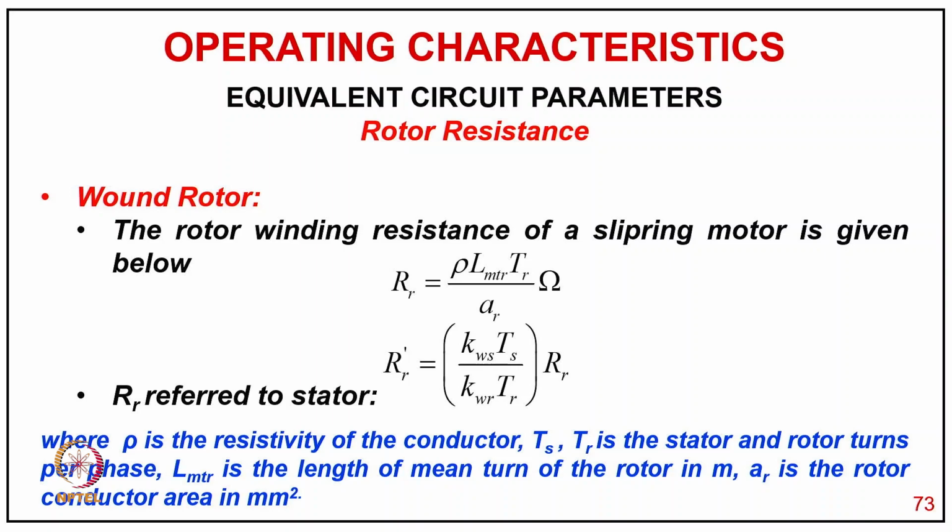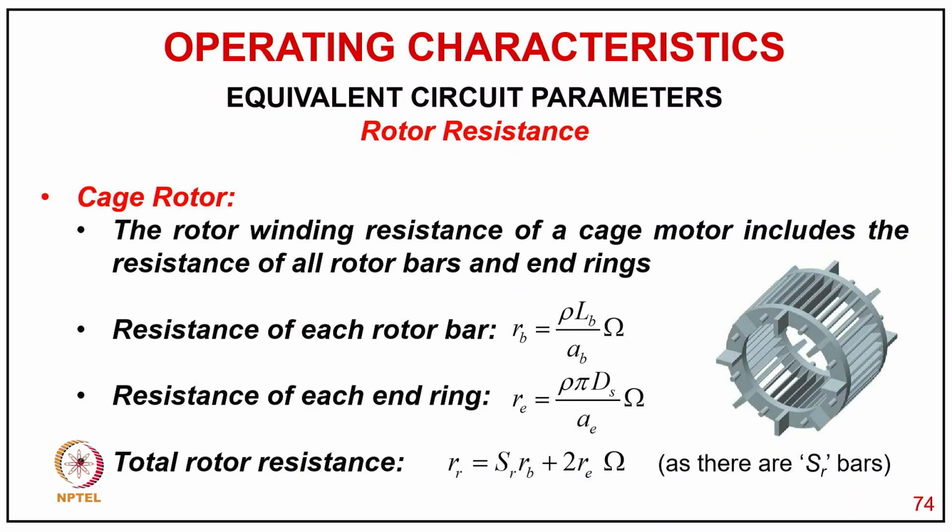So coming to typically, that is for the stator. Coming to the wound rotor, the rotor winding resistance of a slip ring motor is given here, Rr equal to rho LMT Tr upon Ar, similar to the stator. And R dash referred to the primary will become Kws Ts upon Kwr Tr, into Rr. That is, we are referring from turns squared, like we have to take this as a turns square, like kind of correct it up. Where rho is the resistivity of conductor, Ts and Tr are the stator and rotor turns per phase, LMT is the length of mean turn of the rotor in meters, and Ar is the rotor conductor area in millimeter square.